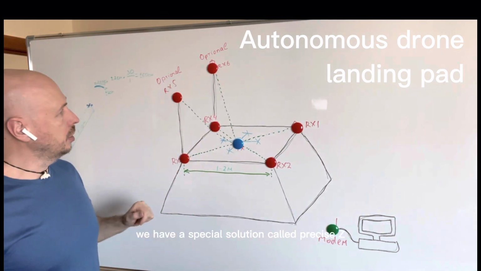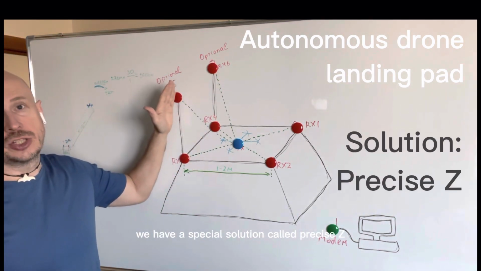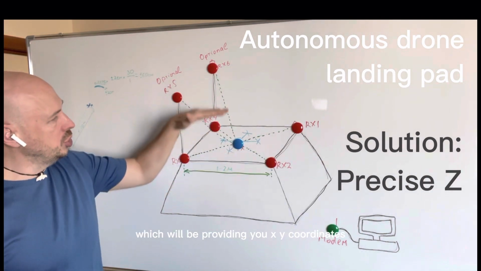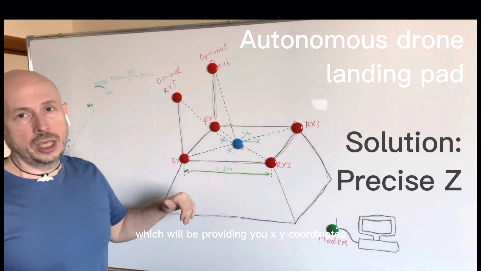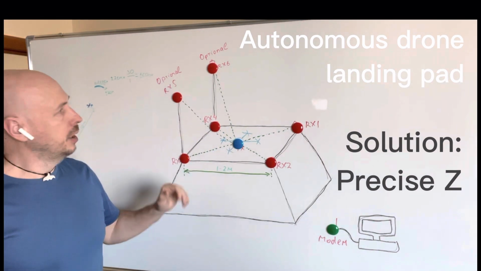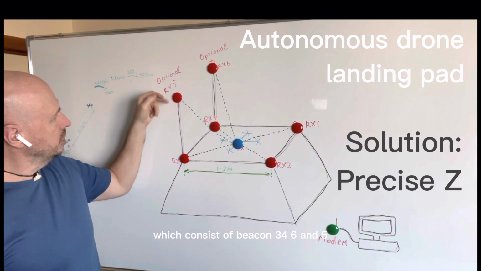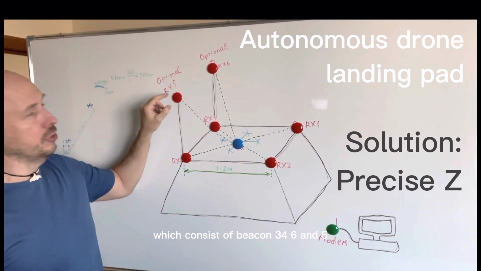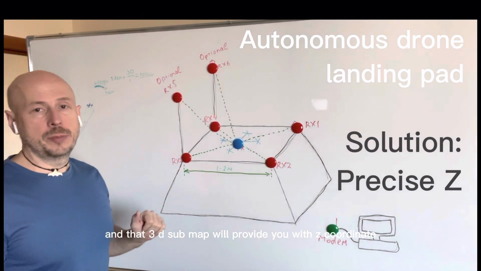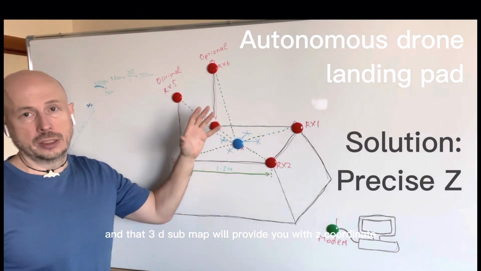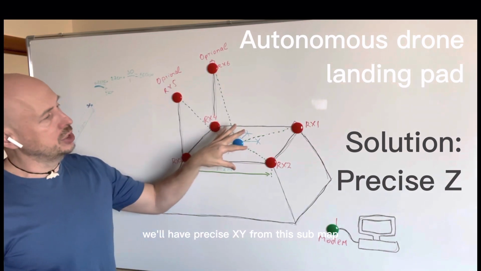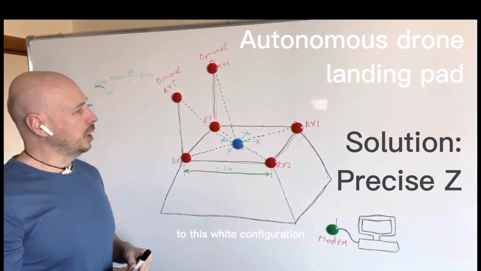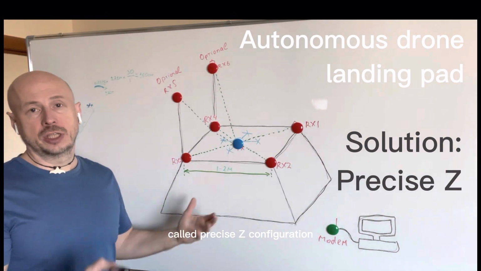In order to solve that, we have a special solution called precise Z. Effectively we have one 3D submap which will be providing you XY coordinates, and Z will be neglected. And there will be another submap which consists of beacons 3, 4, 6 and 5. That 3D submap will provide you with the Z coordinate. And then effectively we have precise XY from this submap and precise Z from this submap. So this configuration is called the precise Z configuration.